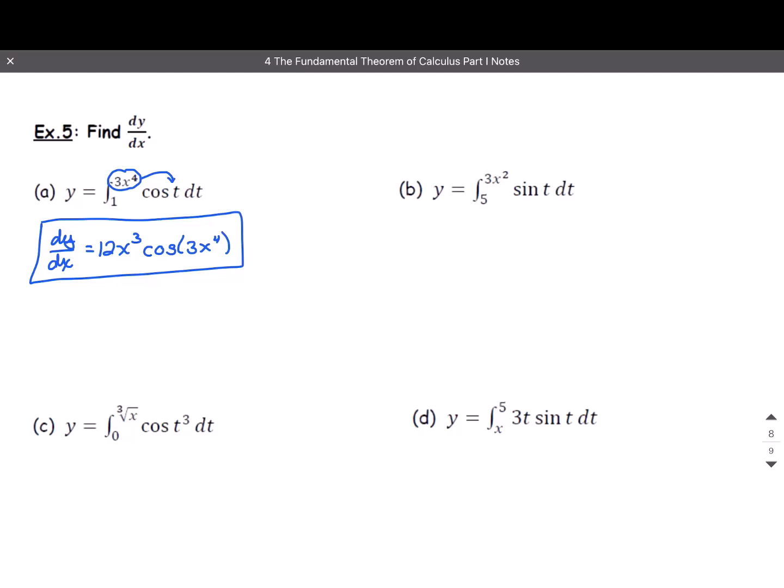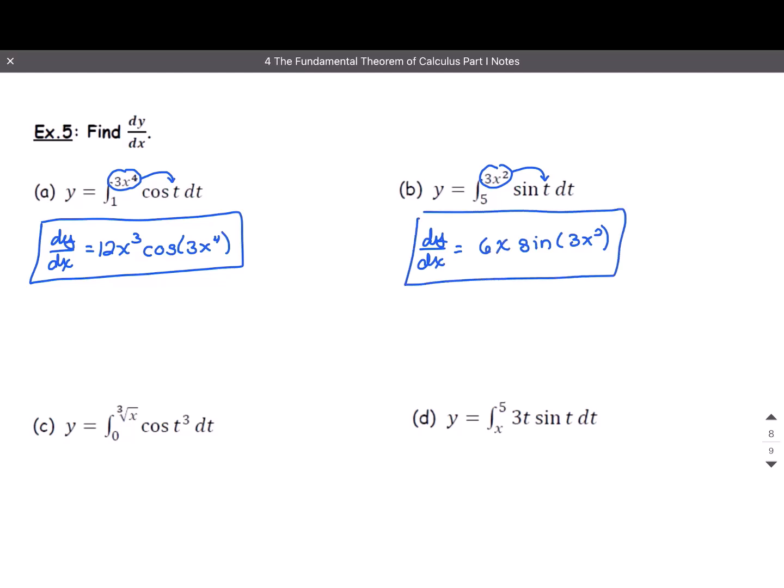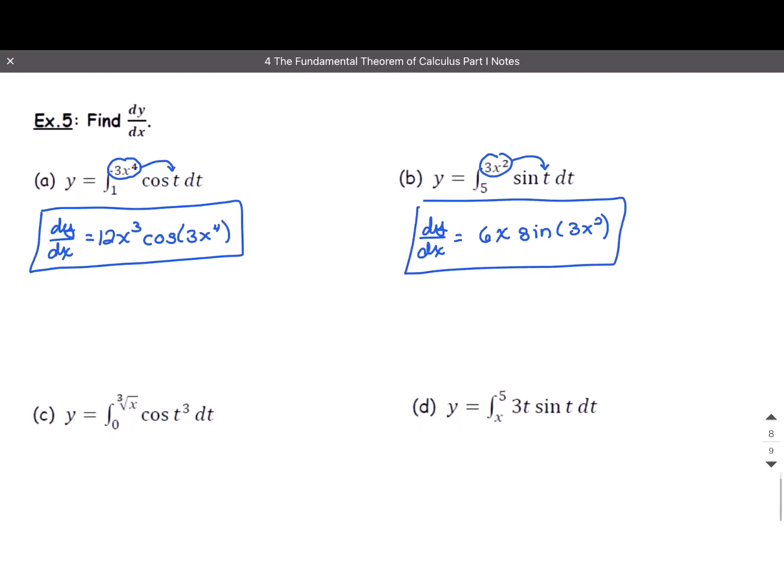So the next one, y equals the integral from 5 to 3x squared of sine t dt. So the derivative of y, dy/dx, equals: we're going to take this 3x squared, substitute it into our function, so it's the sine of 3x squared times, what's the derivative of 3x squared? 6x. See, this isn't so bad, is it? You thought it was going to be horrible.